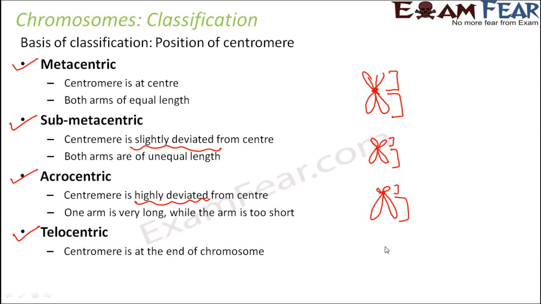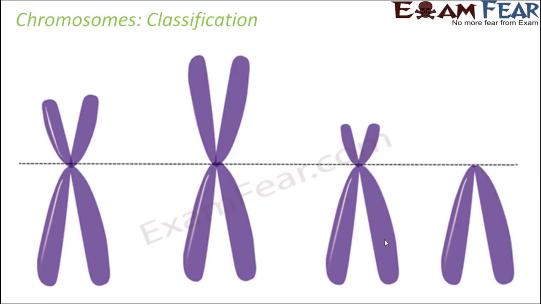Telocentric: centromere is at the end of chromosome. So basically it is something like this at the end. So the other arm doesn't exist at all. There is just one arm in this case. We'll have a picture which will tell you which one is which type. So which is this? Both the arms are of equal length. So this is metacentric.